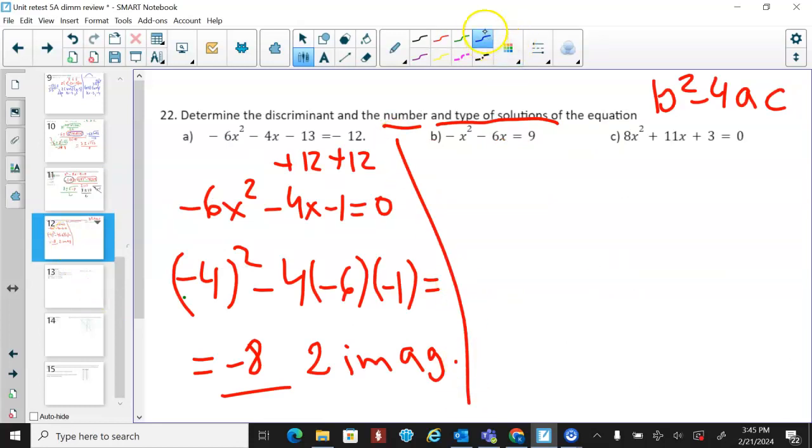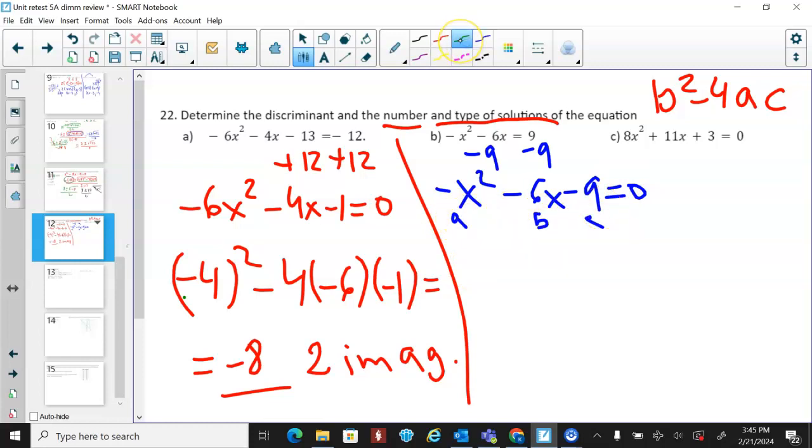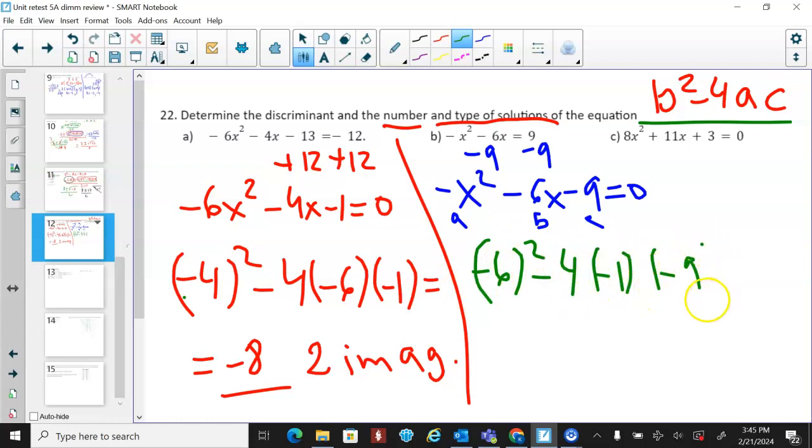All right, next one, you're going to move the 9 to the other side. You're going to have negative x squared minus 6x minus 9 equals 0. Now, again, that's your A, that's your B, and that's your C. So when you plug it into this formula right here, you have negative 6 squared minus 4 times negative 1 times negative 9. When you put all of it in the calculator, you're going to get a 0.